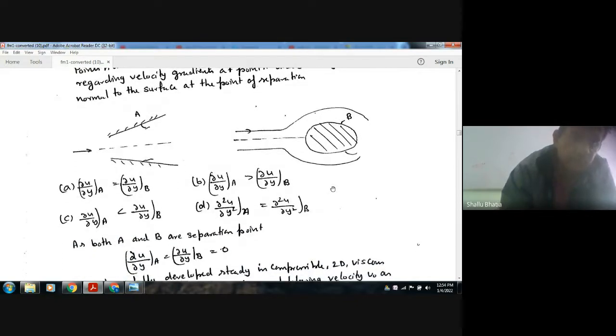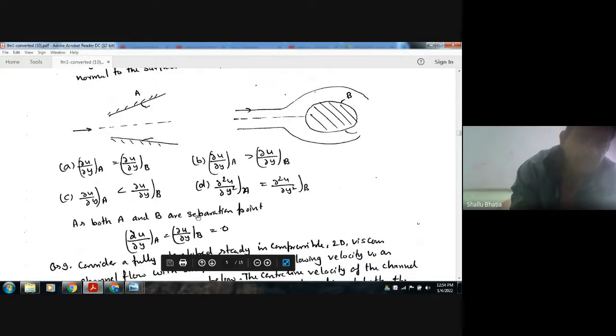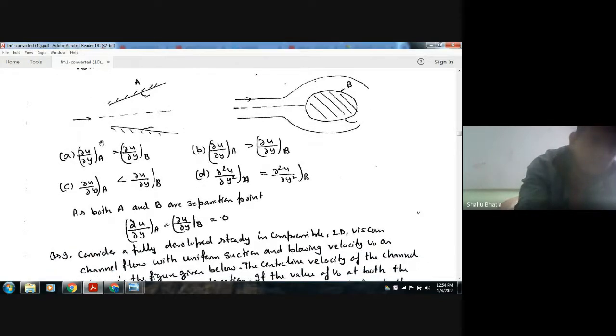So at the point of separation, curly u by curly y is 0. As both A and B are separation points, curly u by curly y for both A and B should be 0. So it should be equal. So the answer is A, because separation occurs at the point where curly u by curly y is 0. Both are separating at A and B, so both should be equal.